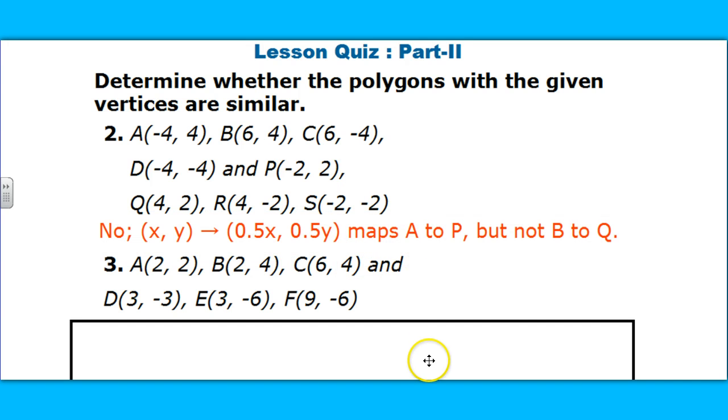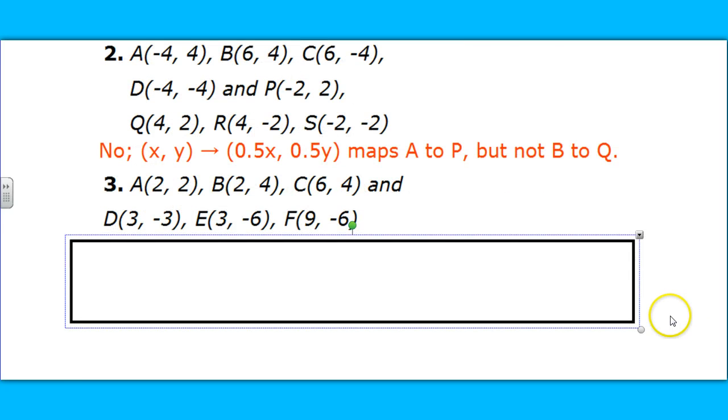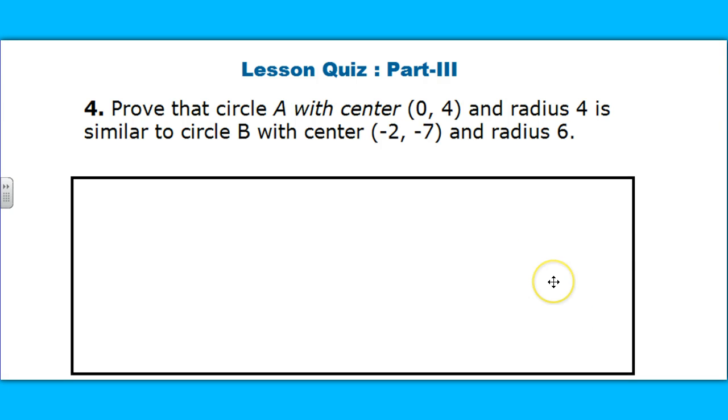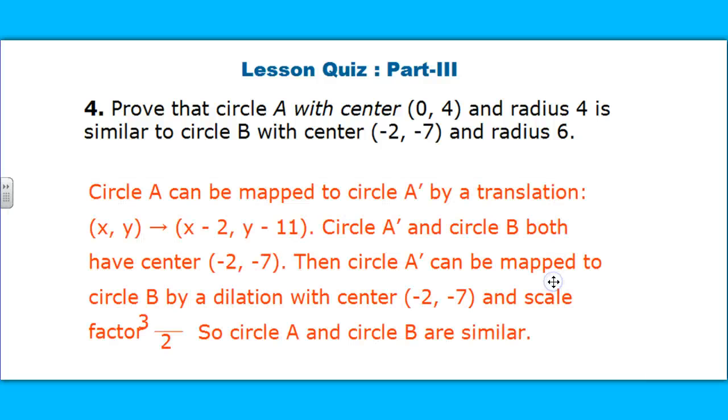Does that work for each vertex, right? And number 2, yes, we have a reflection and then a dilation by a factor of 1.5. And again, pause, come back and check. And I hope maybe you drew this and you could see that we have a translation and then we have a scale factor of 1.5 or 3/2. So they are similar.